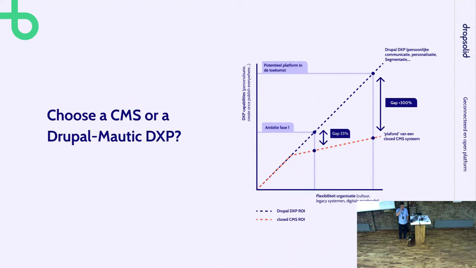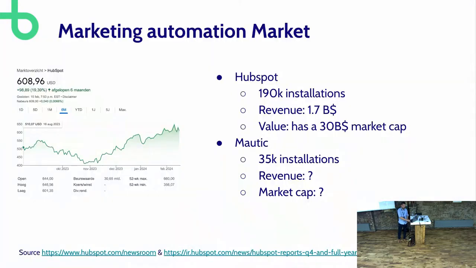Now, this one is to explain to the customer why we invest in an open source marketing automation platform, or an open DXP, or a DXP in the first place. If you would only be investing in a CMS, at a certain point you would just plateau out on capabilities. If you add the data component to it, you can grow a lot further.